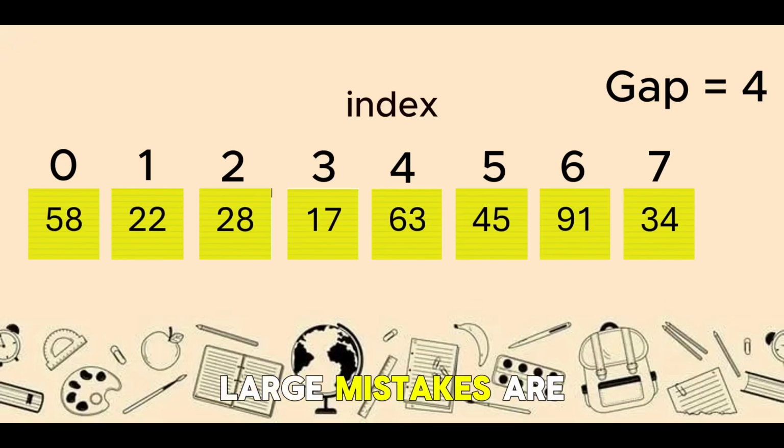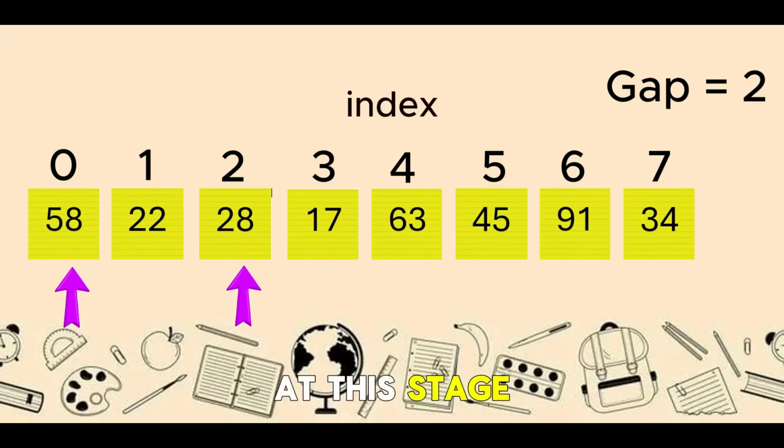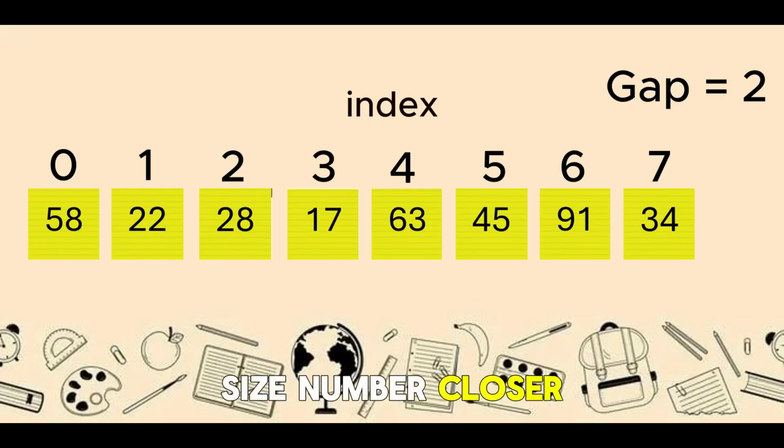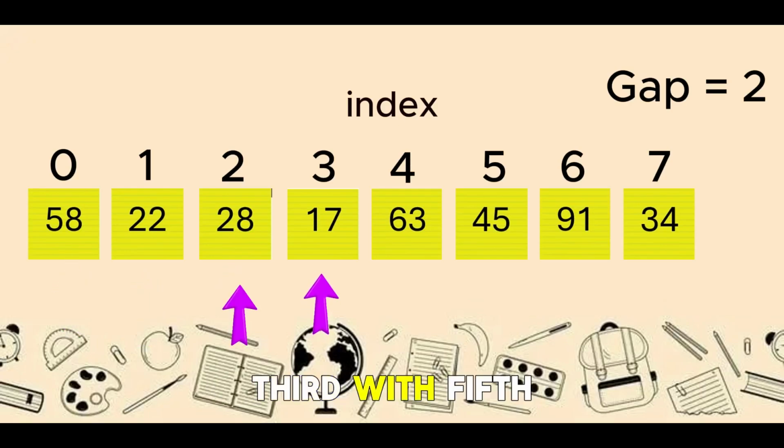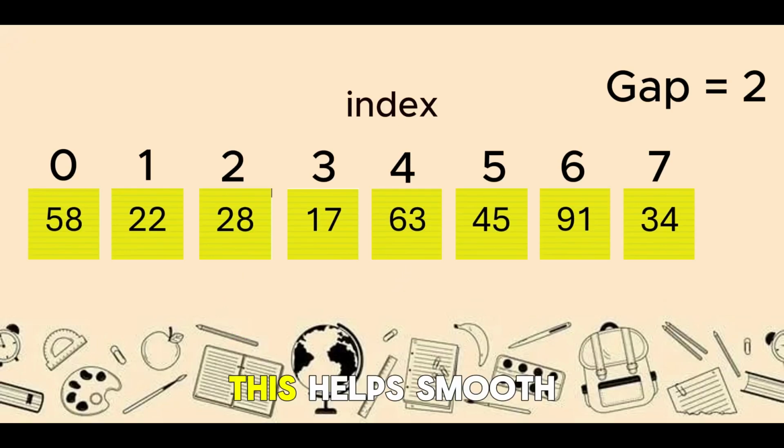Now that the large mistakes are fixed, we reduce the gap. The next gap is 2. This gap lets us compare numbers that are 2 spaces apart. At this stage, the goal is to tighten the order and bring similar size numbers closer together. With gap 2, we compare first with third, second with fourth, third with fifth, and so on. This helps smooth out any medium-sized mistakes in the list.